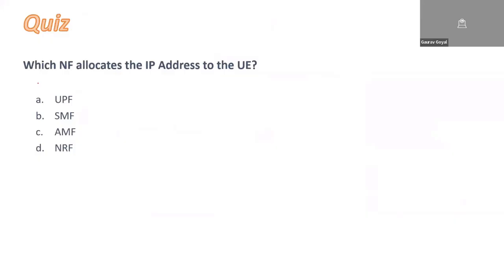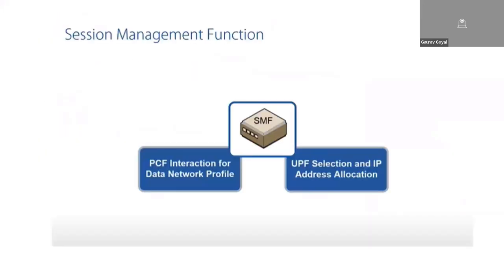Second question is, which NF allocates the IP address to the UE? Yes. So the right answer is SMF, as we have discussed that SMF provides IP address allocation, right?